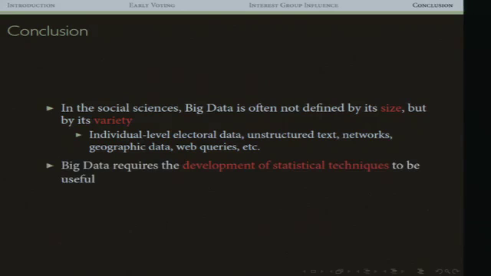But the problem is when you start doing that, you have to start thinking really hard about statistics, and you have to start developing new statistical techniques in order for this data to be useful at all.